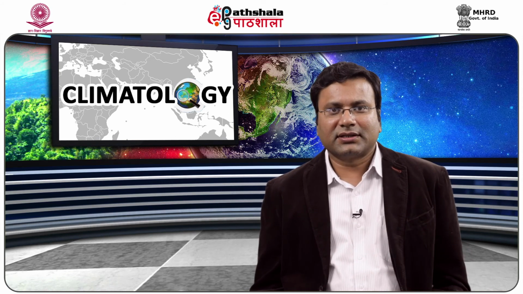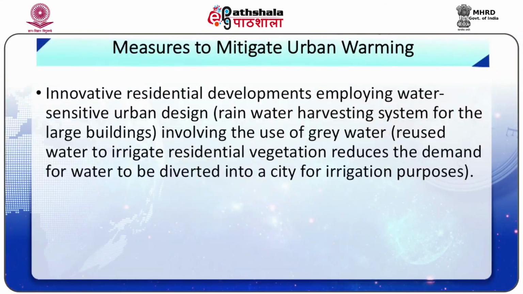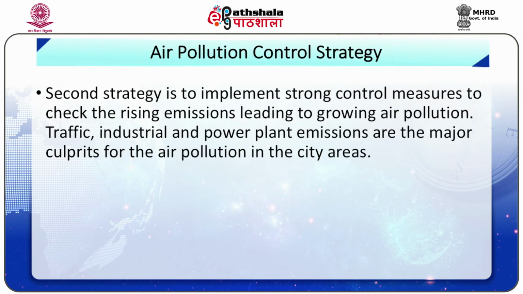The addition of water detention ponds and wetlands can be done. Innovative residential developments employing water-sensitive urban design such as rainwater harvesting system for the large buildings involving the use of grey water, reuse water to irrigate residential vegetation reduces the demand for water to be diverted into a city for irrigation purpose. Now, second pronged strategy is air pollution control strategy. We need to implement strong control measures to check the rising emissions leading to growing air pollution.